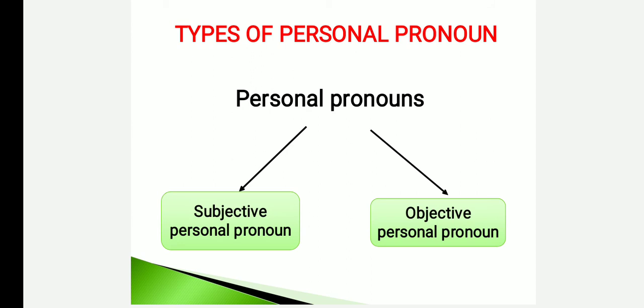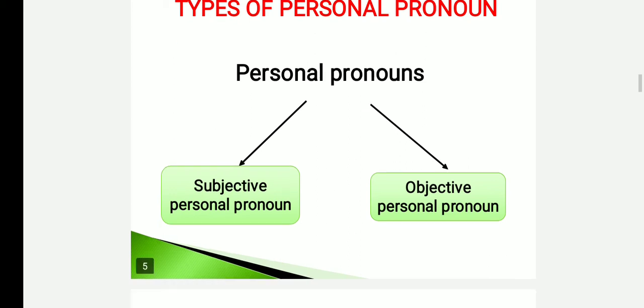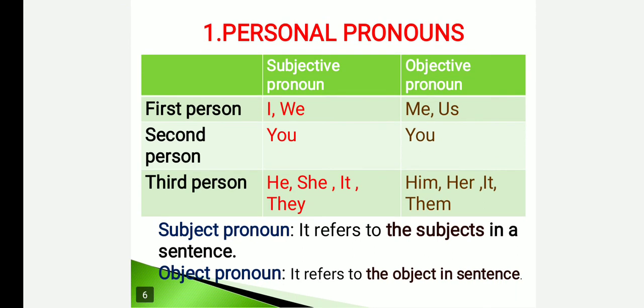Types of personal pronoun. There are 2 types of personal pronoun. One is subjective pronoun, another one is objective pronoun. Let us learn what a personal pronoun is. The personal pronoun refers to the subject in a sentence. That means as a common pronoun, we use it instead of a noun, instead of naming words. I divided the subject pronoun and objective pronoun.